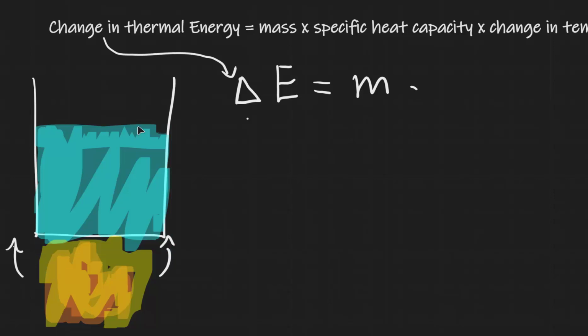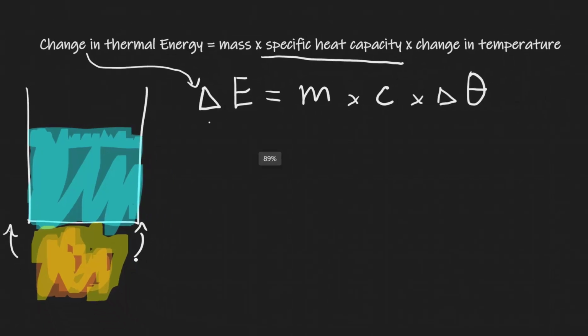It will also depend on the change in temperature, which typically we write as delta theta. Whenever we use this symbol, this is normally used in physics to represent change in temperature in degrees Celsius. It will also depend on what we're actually heating up, and there's a property that's specific to each material, and that is known as specific heat capacity, which is typically given the symbol C. And there we have it. This is our formula for the change in thermal energy.